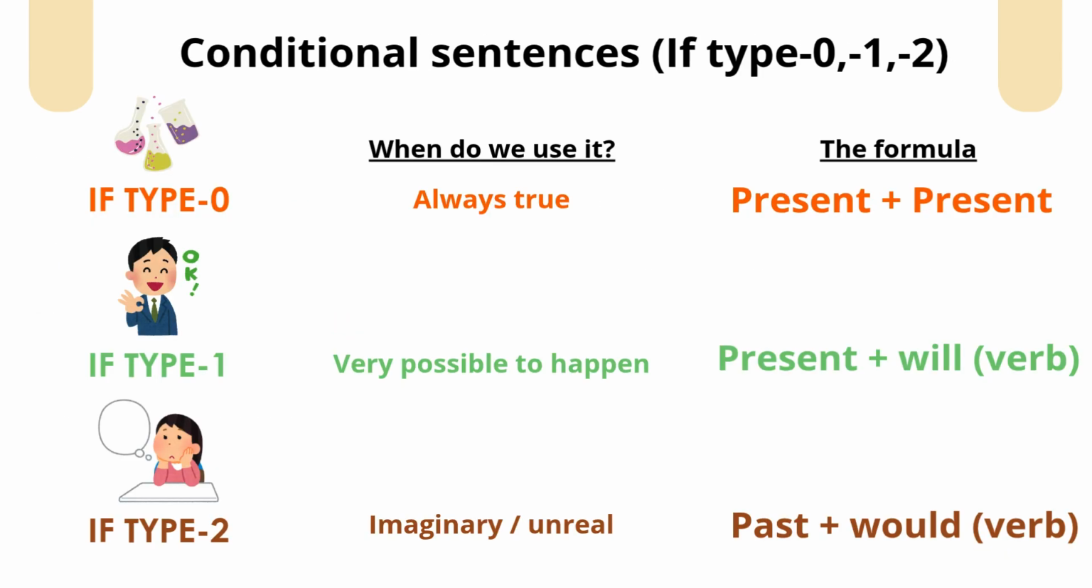So for if type 0, we use it to describe things that are always true, for example, scientific facts. And the formula is present tense plus present tense. For type 1, we talk about things that are very possible and likely to happen, and the formula is present tense plus will verb. Finally, for type 2, we talk about some imaginary situations that are very unlikely to happen, and the formula is past tense plus would verb.